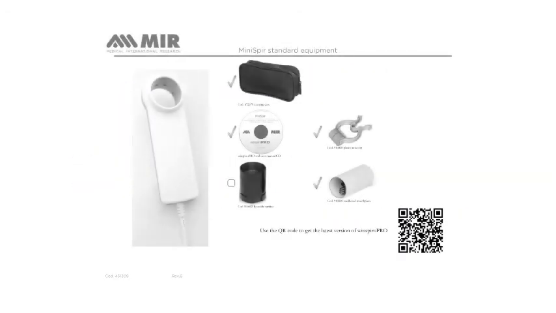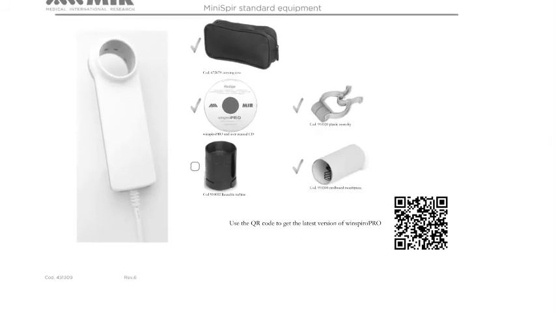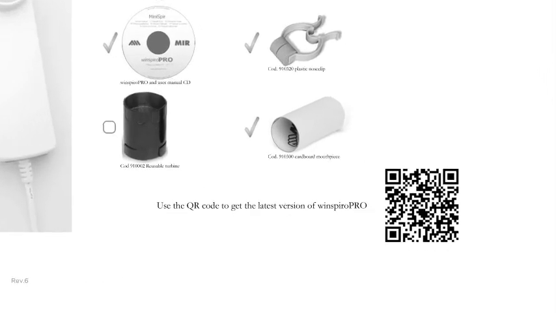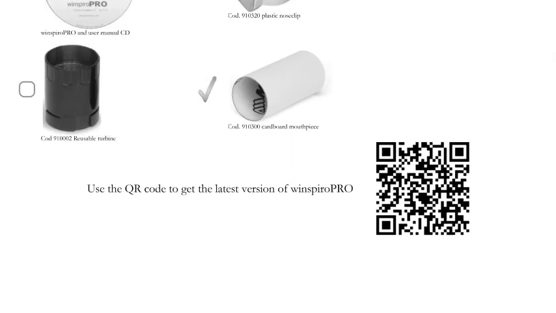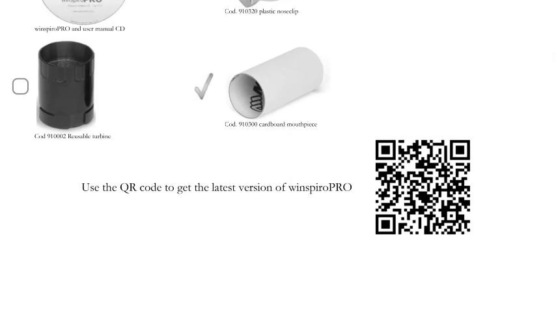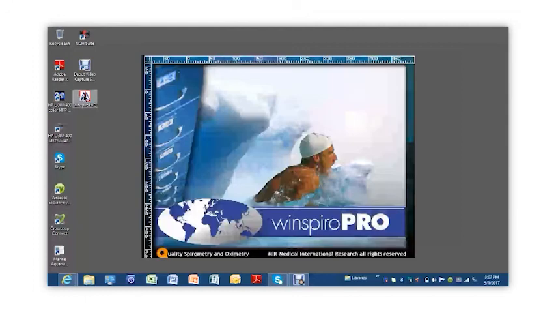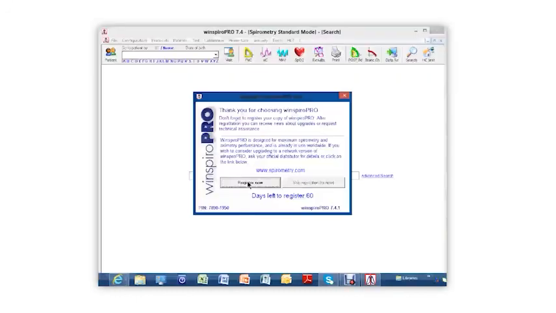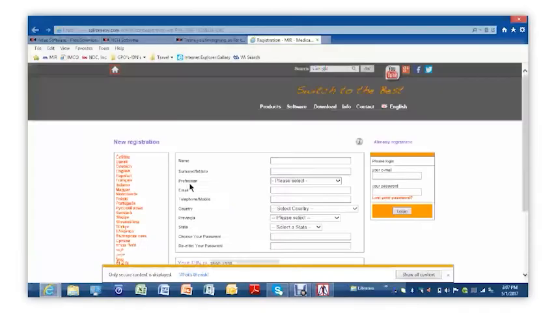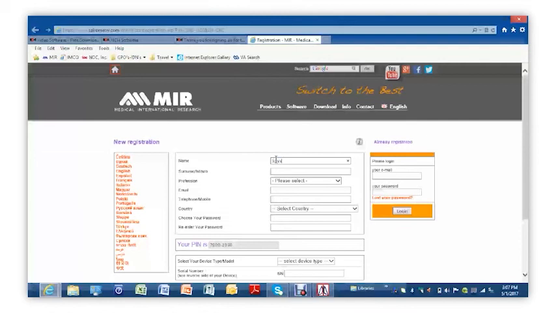The first thing you will need to do is install the Winspiro Pro on your computer with the enclosed CD. In case the CD reader is not available, you can use the QR code on the info sheet included in the standard device packaging. Once opened, the program will ask you to register. Follow the steps as illustrated, and you will be able to register your software for use.